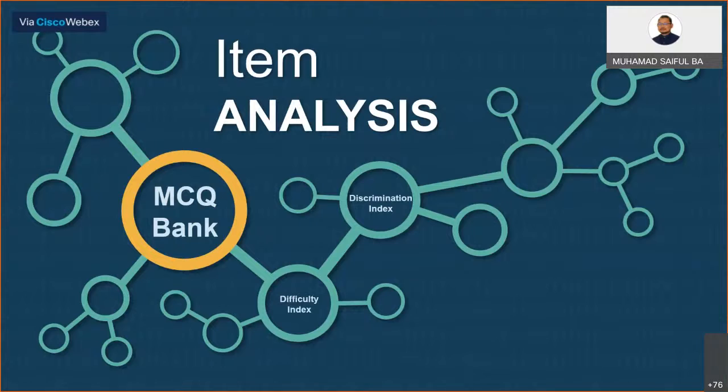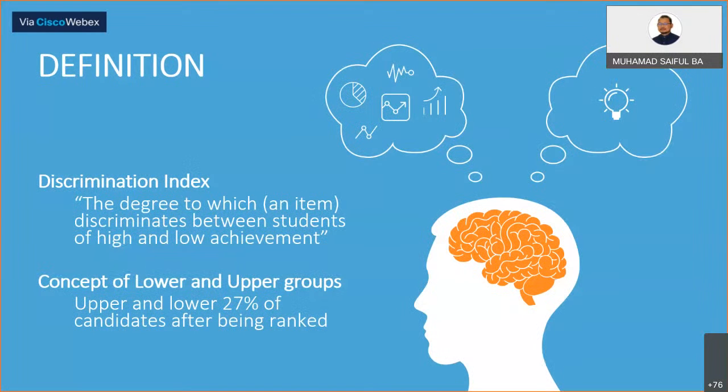Now I would like to share with you, because for every MCQ, basically we can do item analysis. The reason for item analysis is to see one, the difficulty level of the questions, and the other, how discriminative our question is to discriminate between good student and poor student. So this is item analysis, and as I mentioned, there will be two indicators. One indicator is discrimination index, and the other is difficulty index.